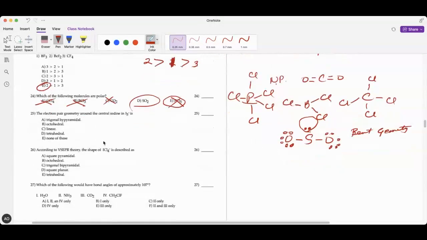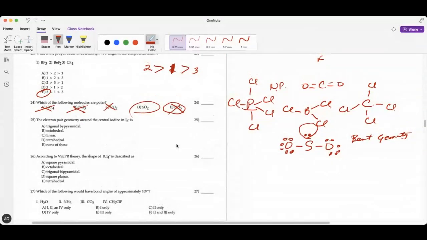Okay. So what would the electron geometry for SO2 be? You have the electron pair geometry. You have 1, 2, 3 charge clouds, so it's a trigonal planar electron pair geometry. You have 1 lone pair, so it's a trigonal planar electron pair geometry, but it's a bent molecular geometry.